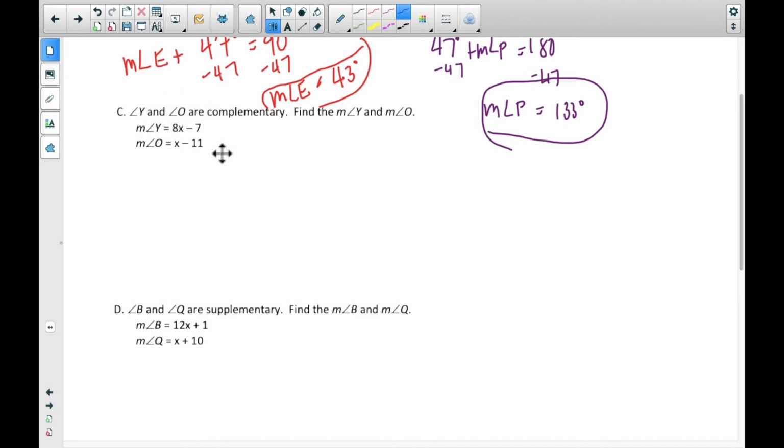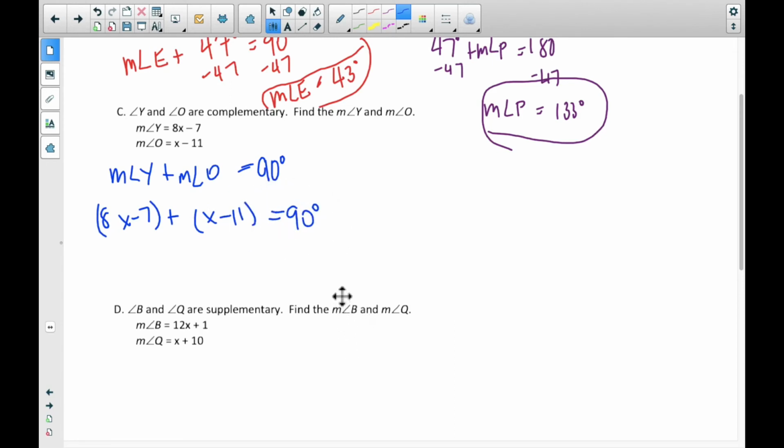Y and O, and this time they have some variables in them. So Y and O are complementary. That means the measure of angle Y plus the measure of angle O adds up to 90 degrees, since complementary is 90. Okay, they tell us that angle Y is 8x minus 7, and they tell us that O is x minus 11.